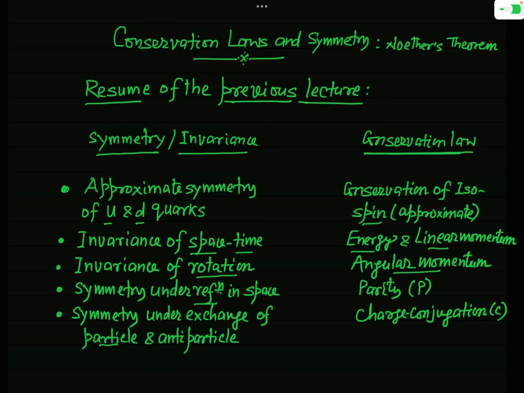And symmetry under reflection in space, that is when the origin is reflected, so the position vector r becomes minus r, leads to the conservation principle of parity. Similarly, symmetry under exchange of particle and antiparticle leads to the conservation principle of charge conjugation. So these were some of the important pieces of information which we saw in the previous lecture.